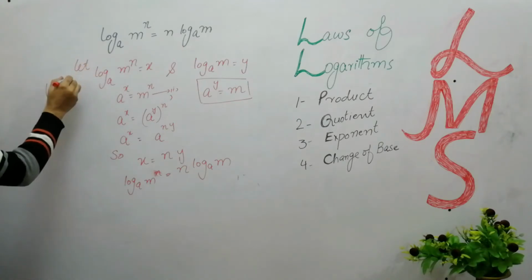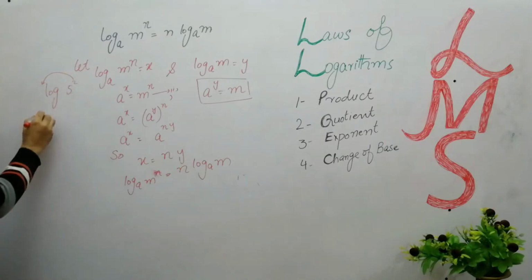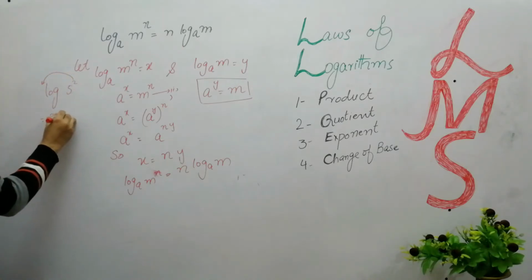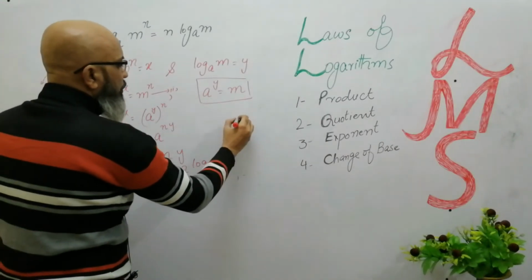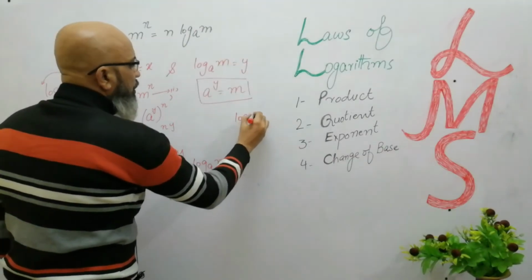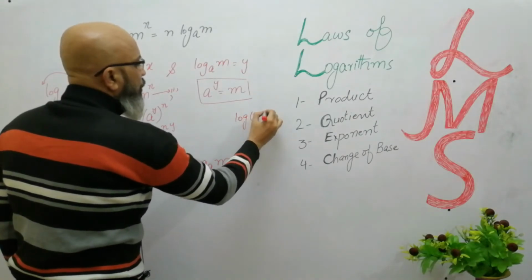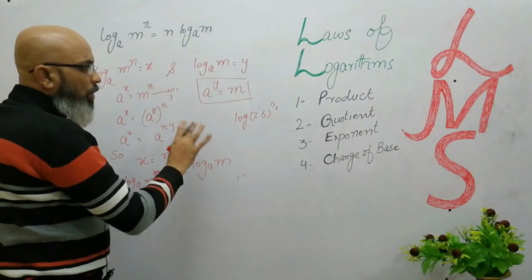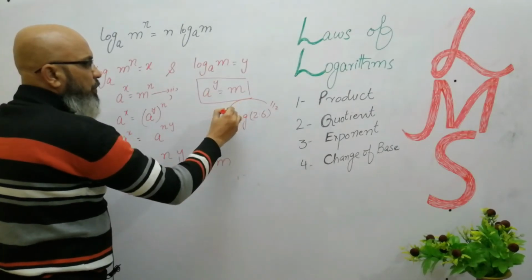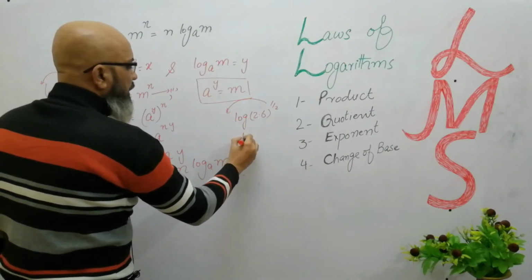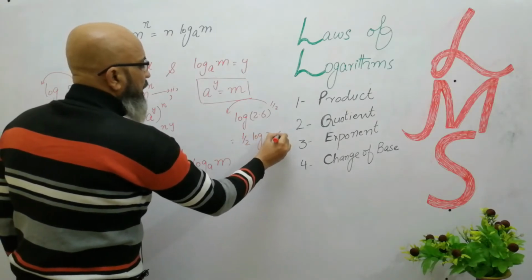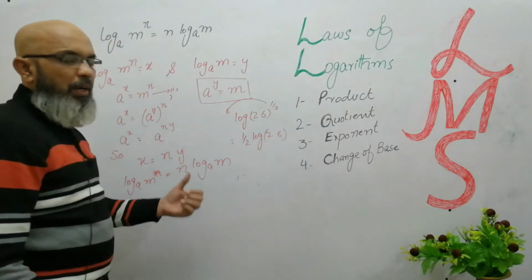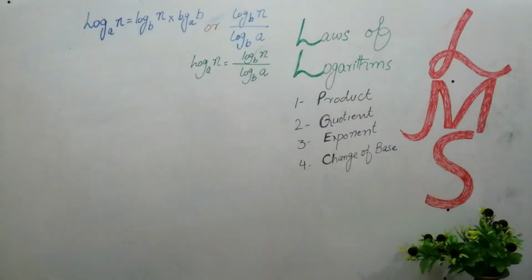So according to this law, this power will come before the log, means you will write 2 log 5. Look at another example. If we have to write log 2.6 whole power 1 over 2, so according to this law, this 1 over 2 comes before the log, means 1 over 2 log 2.6. So I hope you understand the third law.